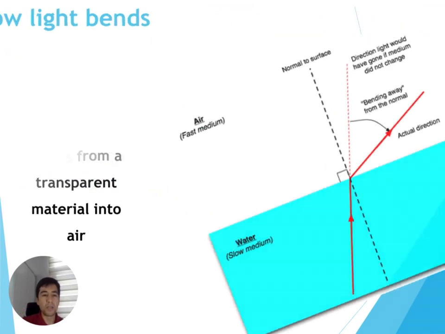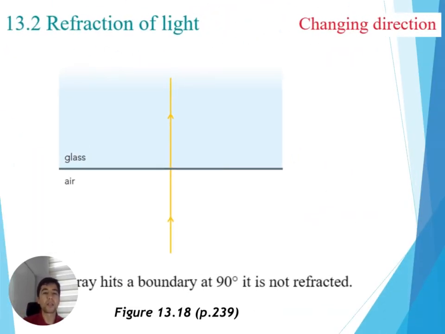And case number 3: what happens when the light comes straight at 90 degrees, or perpendicular, to some material, like the one shown here? Then the ray hits the boundary at 90 degrees, it won't be refracted. It will just pass through. Okay.